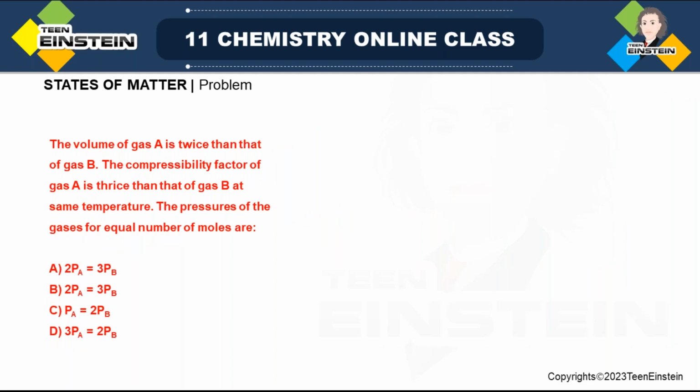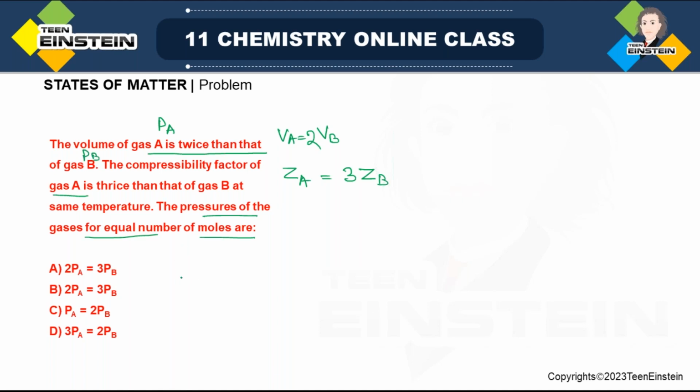One more problem. The volume of gas A is twice that of gas B. That means if I consider VB, then VA is basically 2VB. Then the compressibility factor of gas A, that means ZA, is thrice that of B. So it is 3ZB. So this is the information given. You have to find the relationship between the pressures of the gases, of equal number of moles: PA for gas A, PB for gas B.